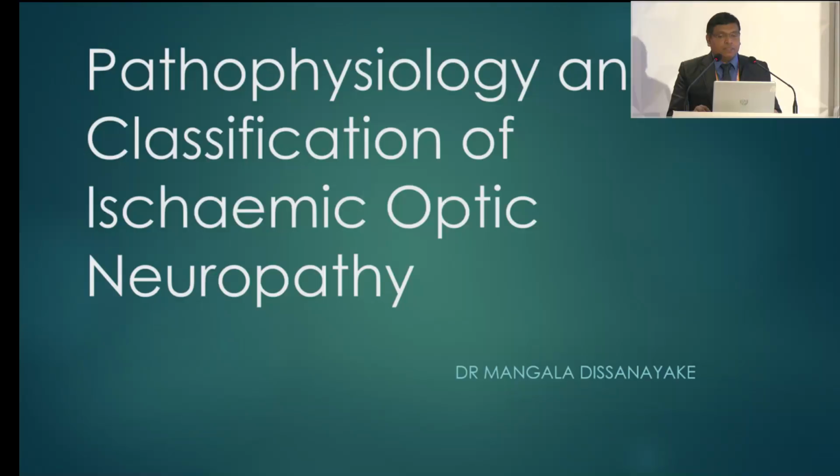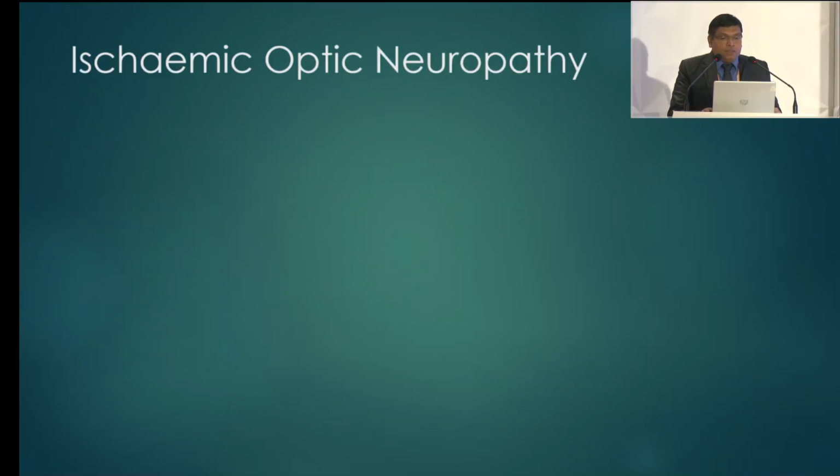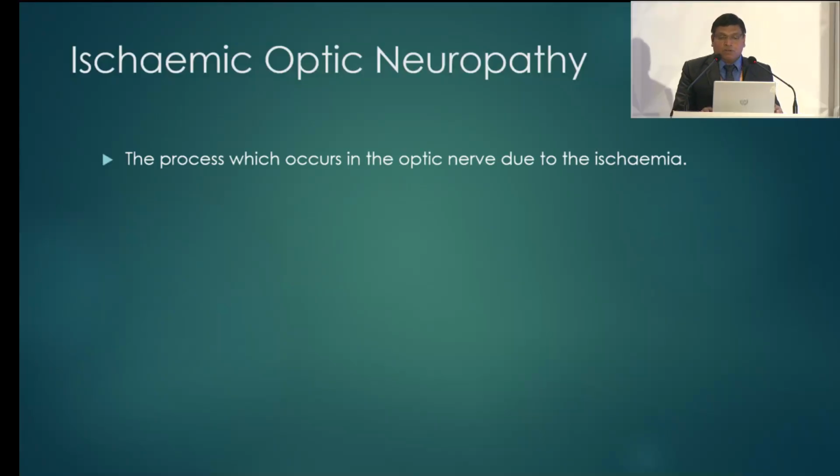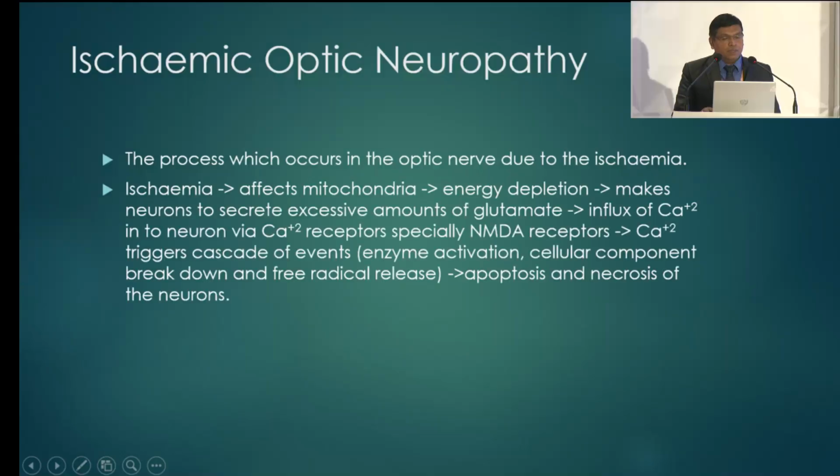I'm going to start with the pathophysiology and the classification of ischemic optic neuropathy. Basically, ischemic optic neuropathy is the process which occurs in the optic nerve due to ischemia. So what will happen with the ischemia? The ischemia is going to affect the mitochondria, depleting the energy which is needed for the cell.